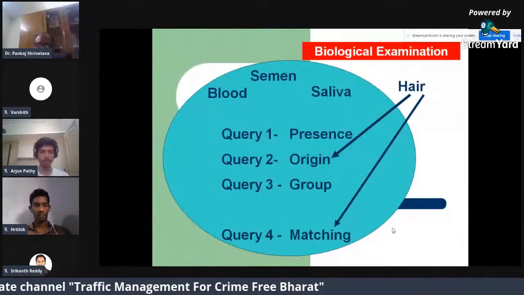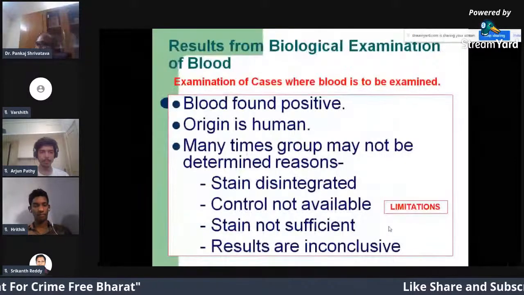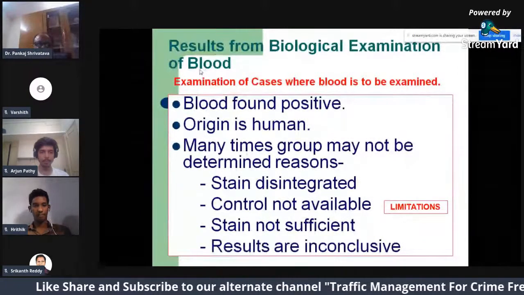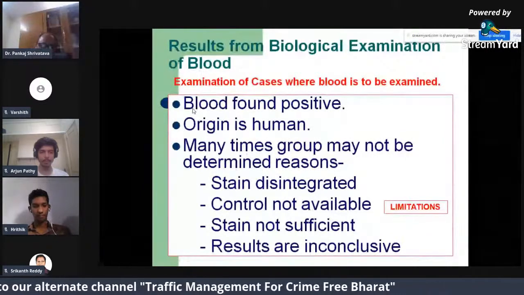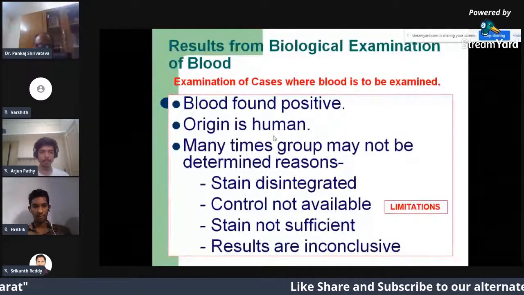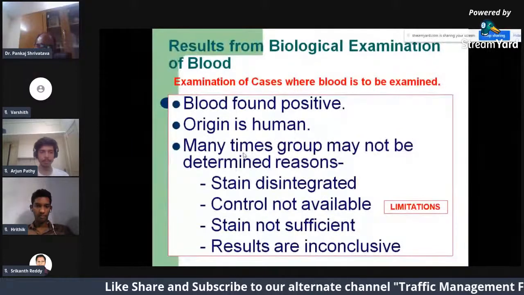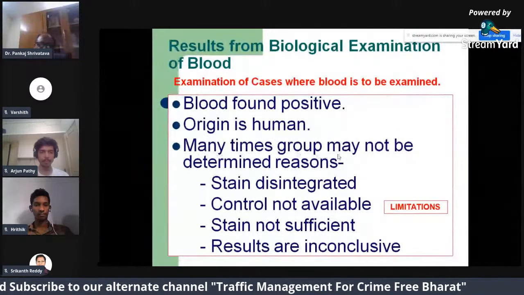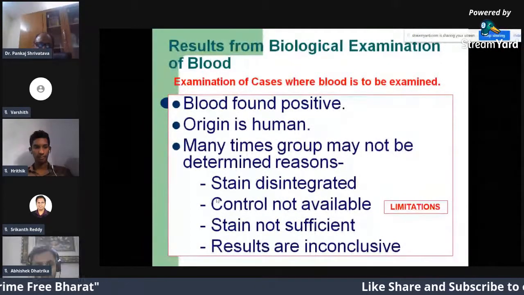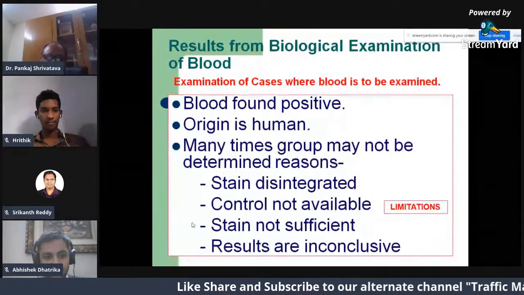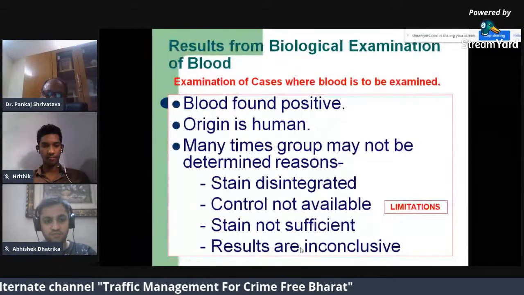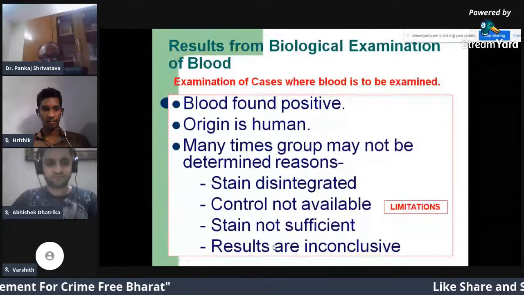Now, just take these biological materials one by one. If you talk about biological examination results from blood, in most of the cases referred for biological and serological examination, blood is found positive. Even the origin is deciphered, which is mostly human. But many times the group may not be determined, and there are n number of reasons. The four most common reasons are: stain got disintegrated, control not available, stain not sufficient, and results are inconclusive. Please note that these are limitations of the technology.